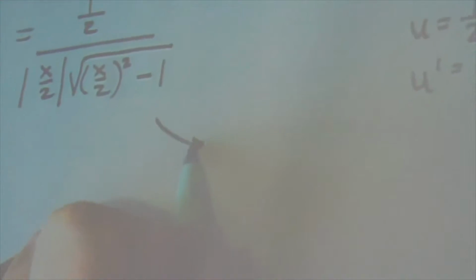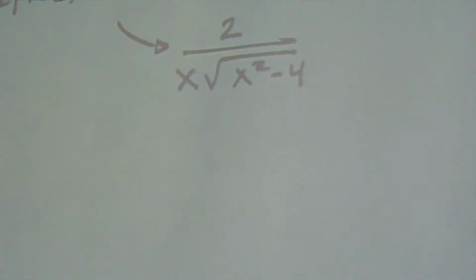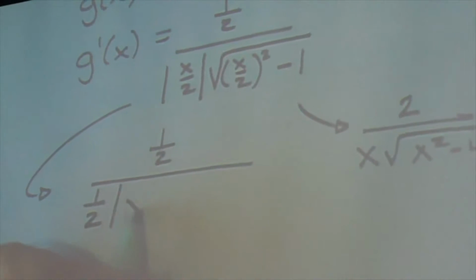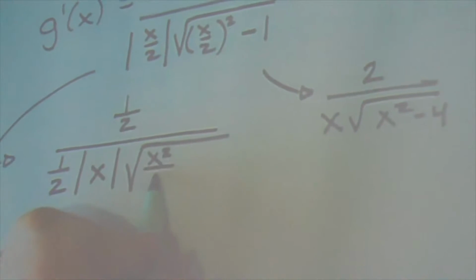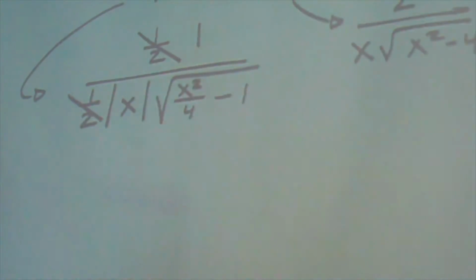Okay, let me give you another minute to take this one through. Can you get it to look like this? 2 over x times the square root of x squared minus 4. Okay? Go. X over 2, can I pull the 1/2 out of the absolute value? Is 1/2 always positive? Yes. So I know I can at least pull the 1/2 out. Now inside of here, I have x over 2 squared, which is x squared over 4 minus 1, right? The 1/2 and the 1 cancel, leave a 1 on top.